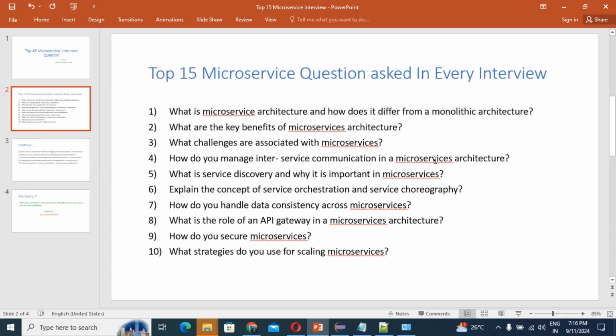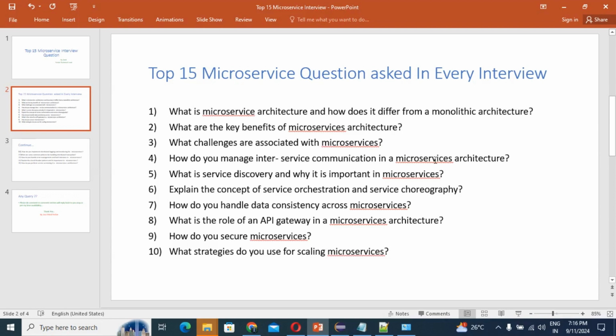Question number 6. Explain the concept of service orchestration and service choreography. You may be hearing this question for the first time, but this type of question is asked by the interviewer in the interview room, and you should know the answer for your own knowledge too. Service orchestration involves a central controller that coordinates the interaction between different services, ensuring that they work together to achieve a specific business process. It often uses an orchestration engine or a workflow manager.